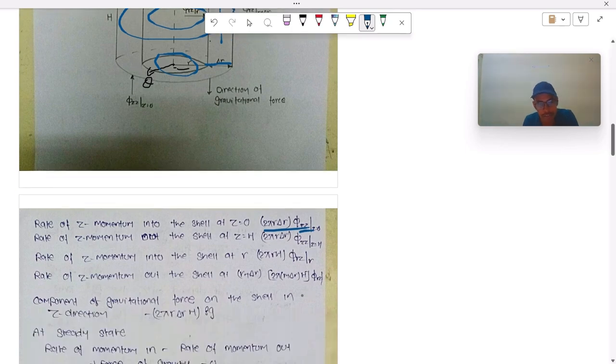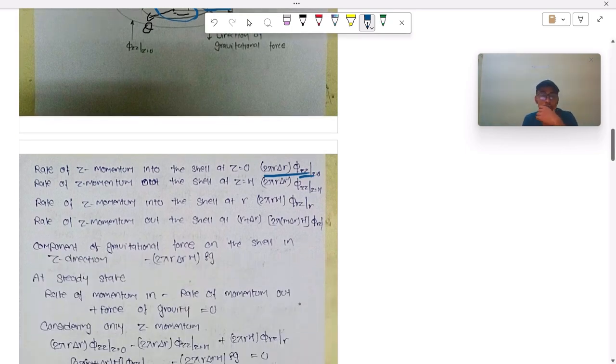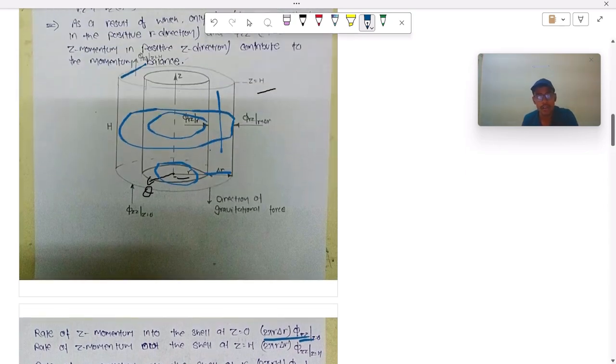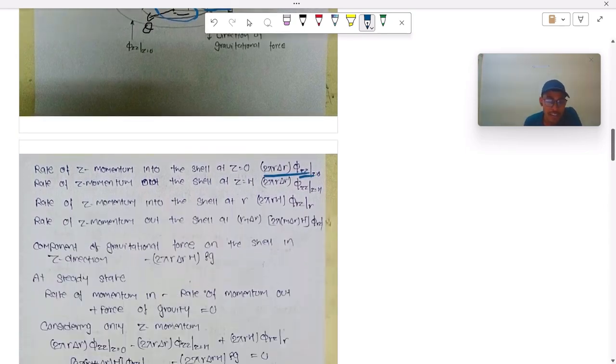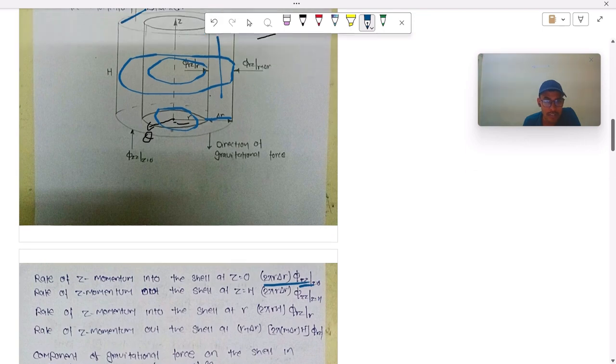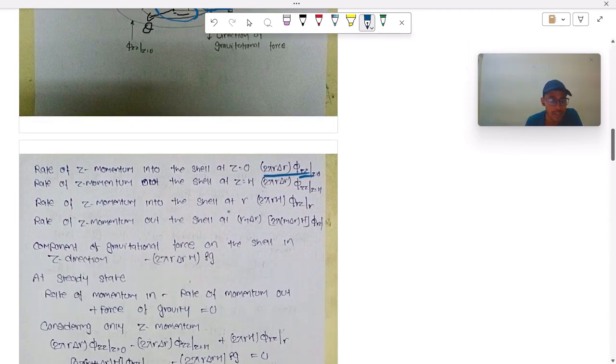So this is our rate, and the component of gravitational force on the cell in z direction is given by minus 2 pi r delta r into h into rho g. This is the volume, and this is our density times acceleration due to gravity. We have taken it as negative because the z direction is positive upward, and the direction of gravitational force is downward. That's why we have taken it negative.